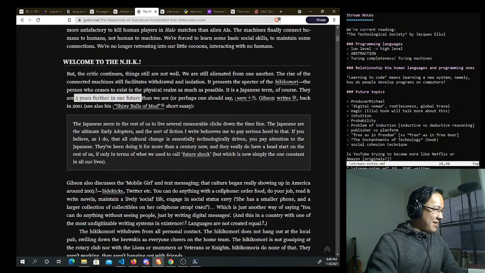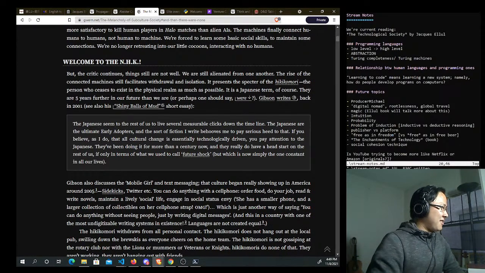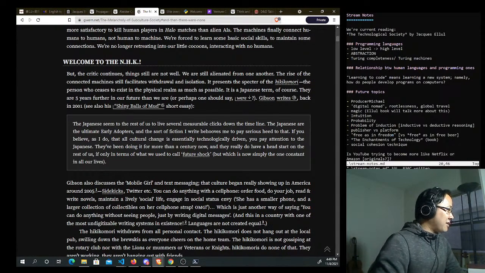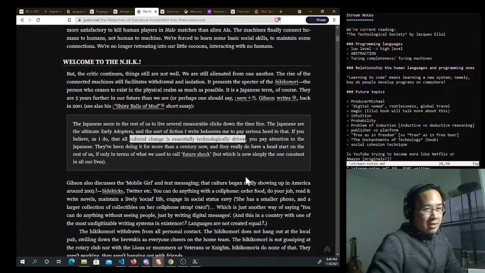With that being said, let's return to the quote here. So it says, the Japanese seem to the rest of us to live several measurable clicks down the timeline. The Japanese are the ultimate early adopters, and the sort of fiction I write behooves me to pay serious heed to that. If you believe as I do that all cultural change is essentially technologically driven, so pay attention to that line. This guy believes all cultural change is essentially technologically driven. You pay attention to the Japanese.